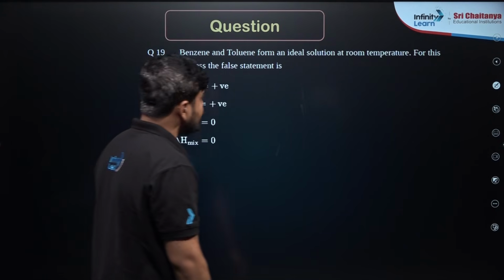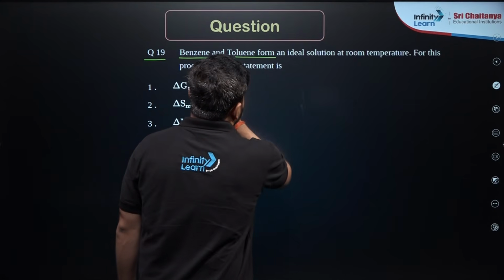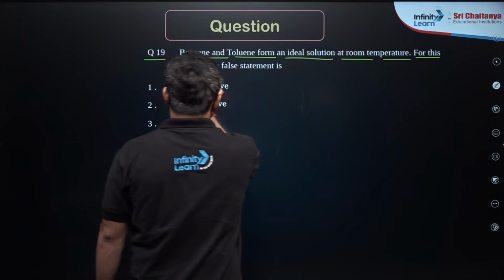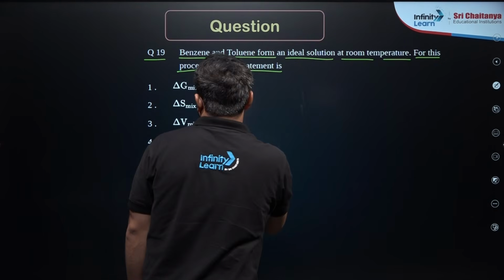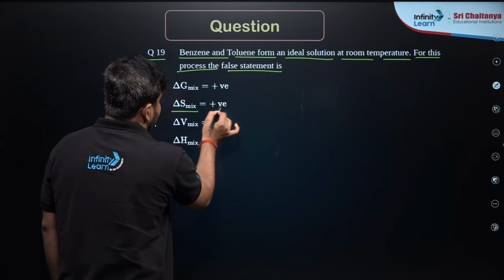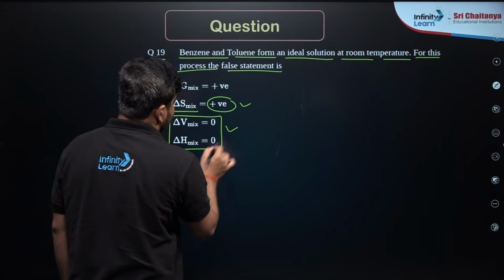See the next question, question number 19. Benzene and toluene form an ideal solution at room temperature. For this process, you have to tell the false statement. So delta S mixing is always positive, it is correct. Delta V and delta H mixing must be 0 only.